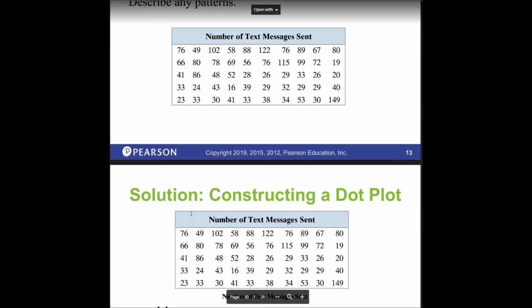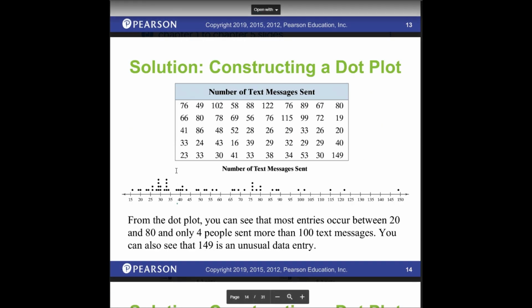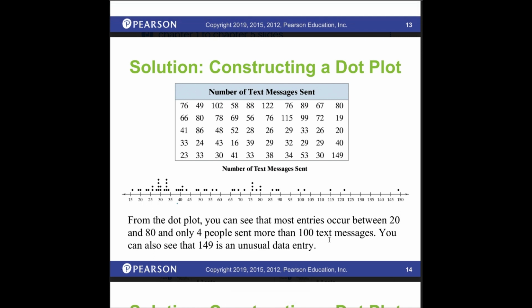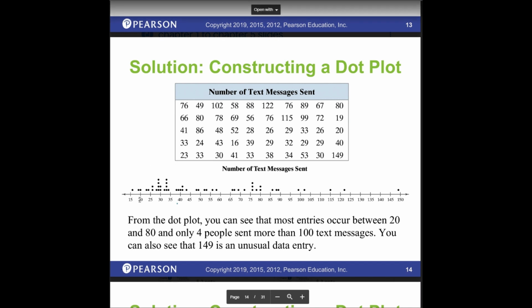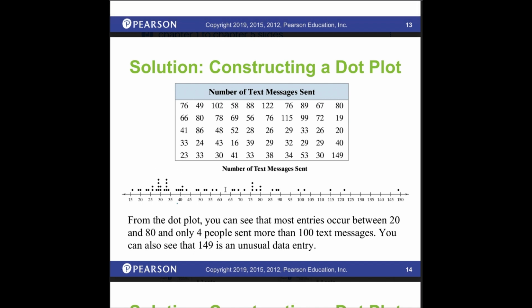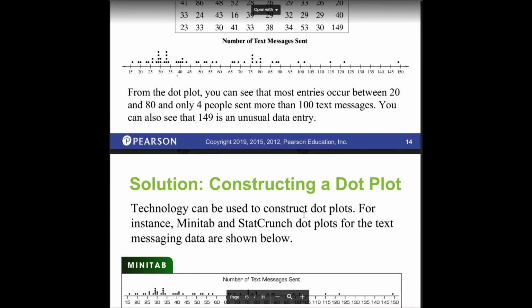Then we use a dot plot to organize the data set in example 1 and describe any patterns. From the dot plot, you can see that most entries occur between 20 and 80, and only 4 people sent more than 100 text messages. You can also see that 149 is an unusual data entry. It's all very populated between 20 and 80, and then it becomes smaller and smaller. That's where the normal amount is, and later on it just becomes almost nothing. The high was 149, which is only 1 person.